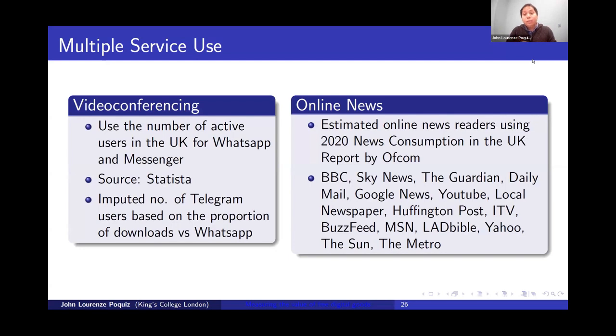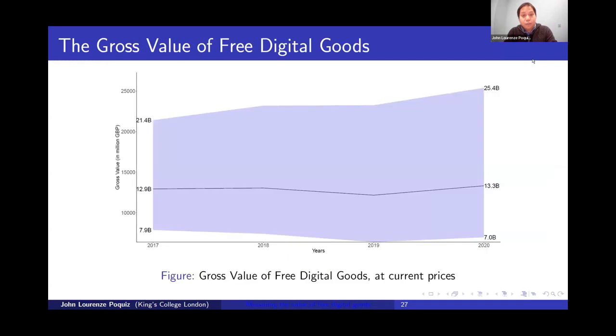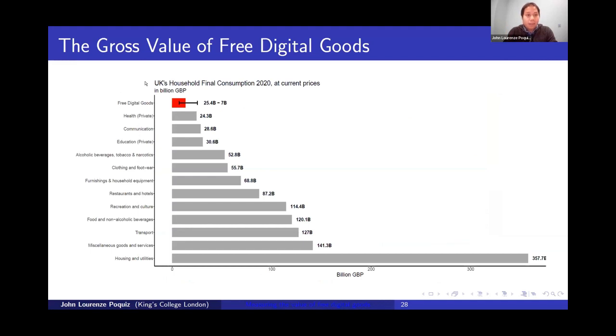For online news, we use estimates from Ofcom regarding the percentage of people watching some of the top news sources. Using those as volume measures, we get estimates of around 7.77 billion to around 20.5 billion, with a median estimate of around 13.3 billion.